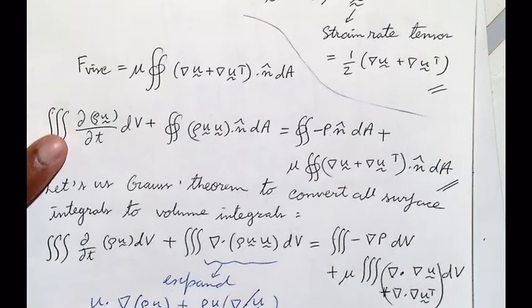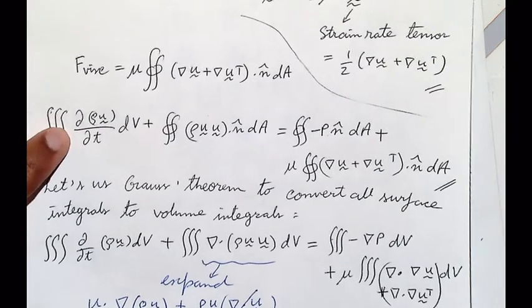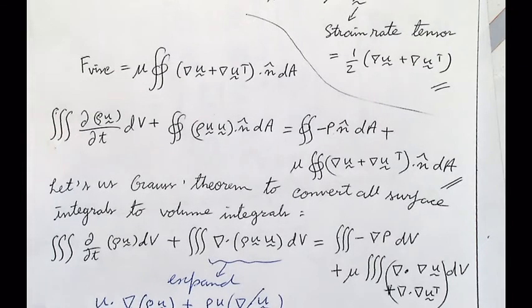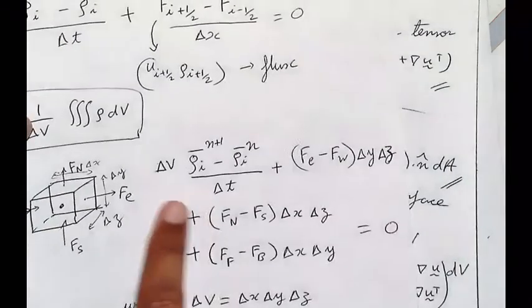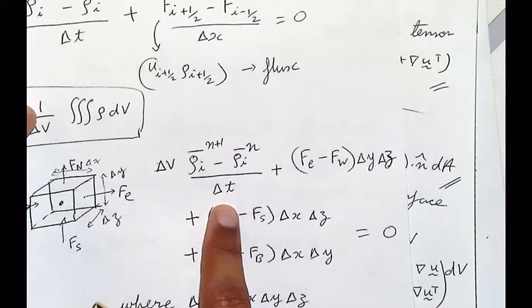For conservation of mass, we had a rho inside. Now we have a rho u inside. What did the first term become in conservation of mass? Partial rho over partial t, but in finite volume terms. That's the first term, right? So we can do something similar.